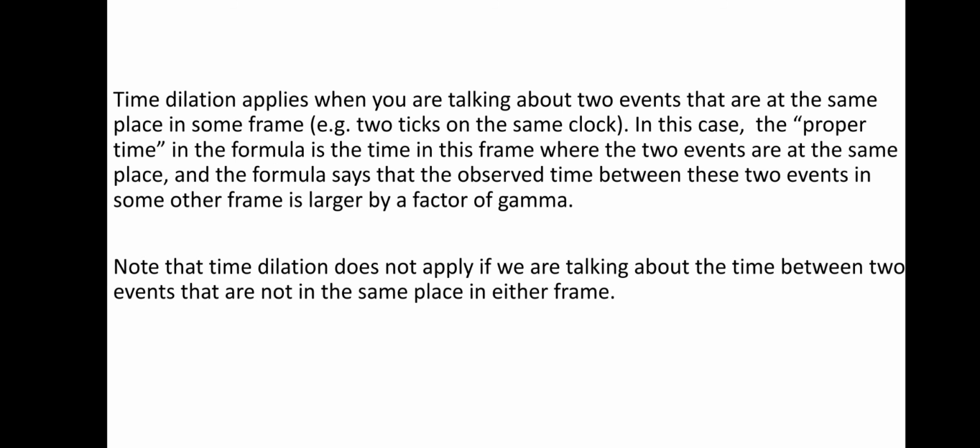Time dilation. Time dilation applies when you are talking about two events that are at the same place in the same frame. Example, two ticks on the same clock. In this case, the proper time in the formula is the time in the frame where the two events are at the same place, and the formula says that the observed time between these two events in some other frame is larger by a factor of gamma. But note that time dilation does not apply if we are talking about the time between two events that are not in the same place in either frame.